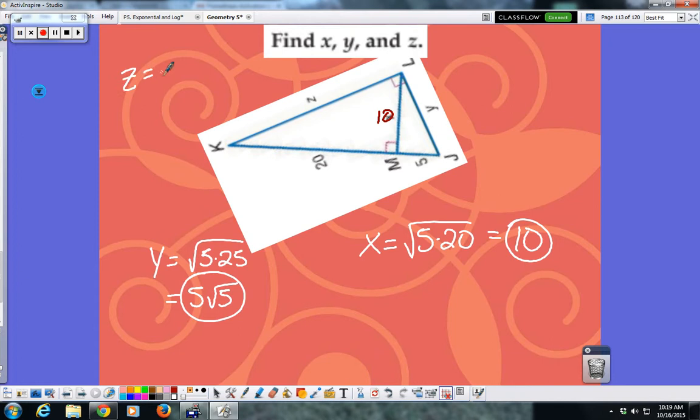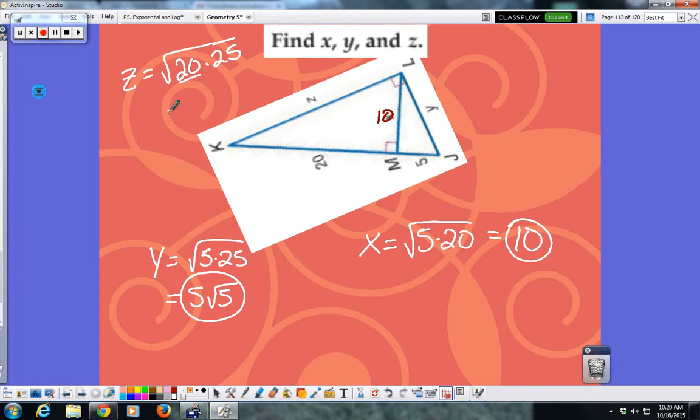Finally, Z. Z is the geometric mean between this piece and the whole piece. So between 20 and 25. And you can do the same thing there, but let me caution you about something. I see another perfect root right there. 25, I know, is a perfect root, but I see another one inside of that 20. What's a perfect root in 20?